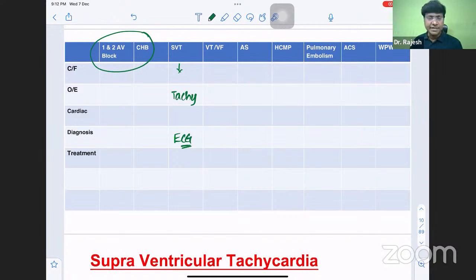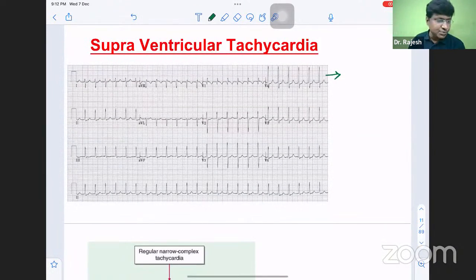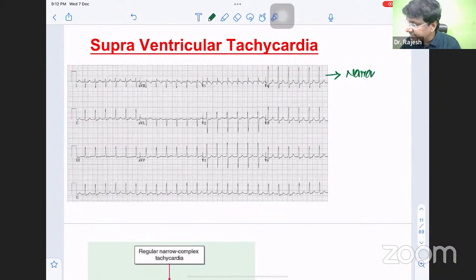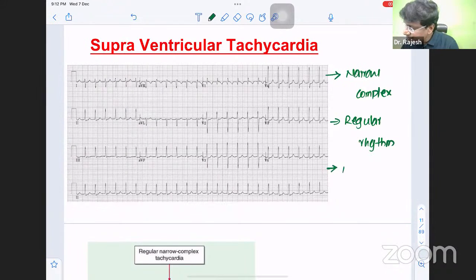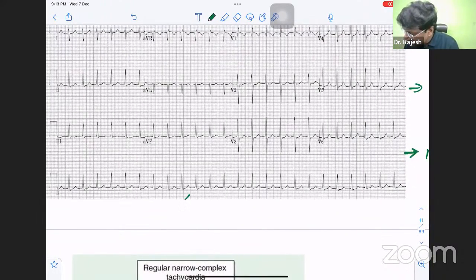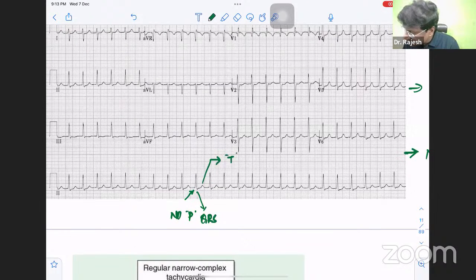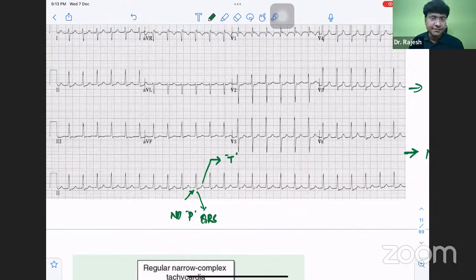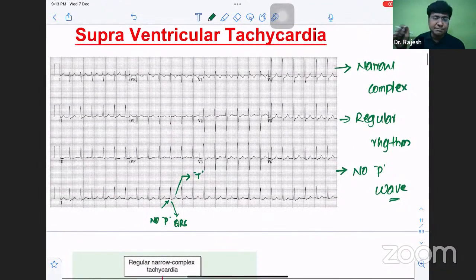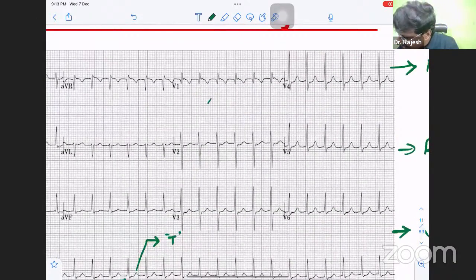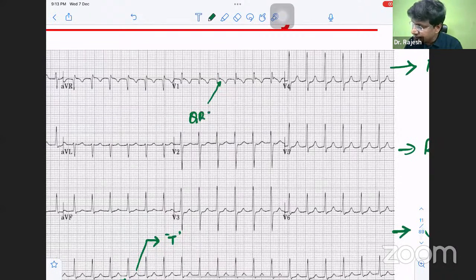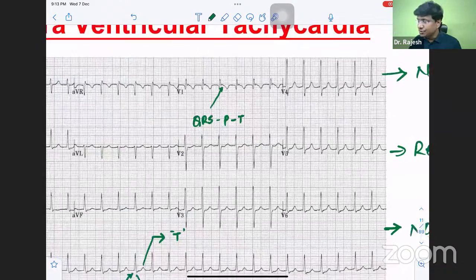And what will be the ECG findings in patients with SVT? This will be a narrow complex tachycardia, right? And the rhythm will be regular. And in these individuals with SVT, there is no P wave. So you can just observe very carefully here. There is no P wave. You have a QRS complex, and then you have a T wave, but you don't have the P wave. Then where did this P wave go? This P wave gets merged in the QRS complex, or it will appear after the QRS complex. So it will be like QRS, P, and then T. That is what you will have in case of SVT.